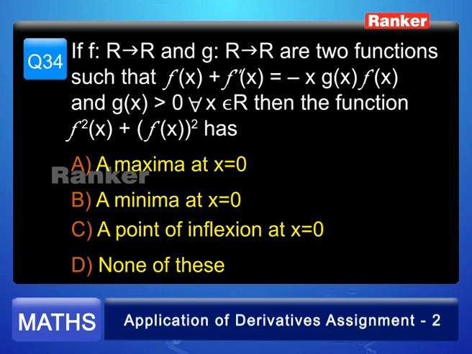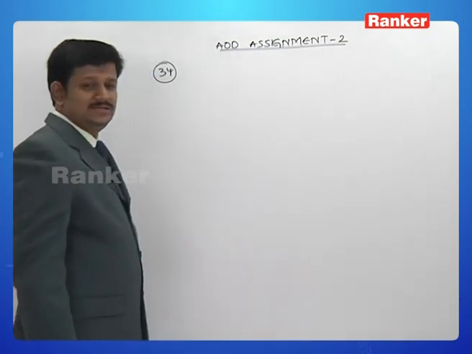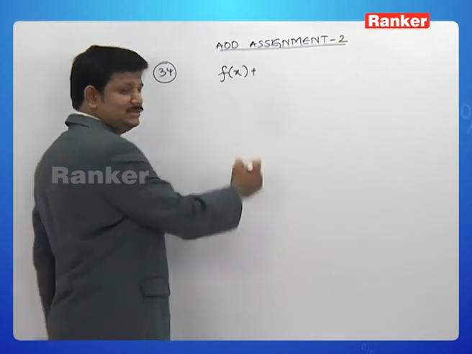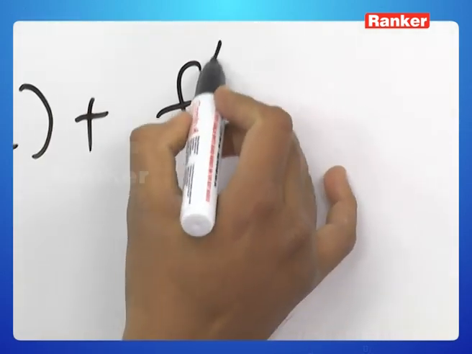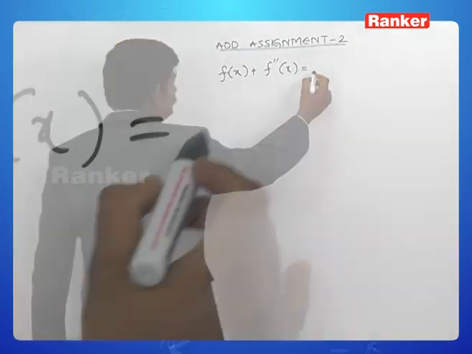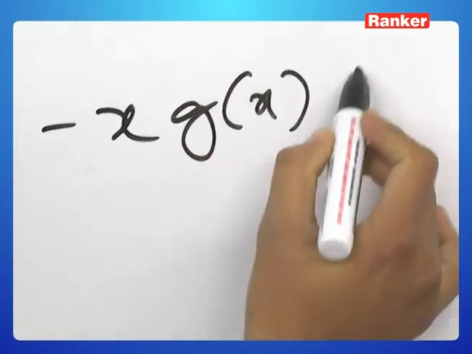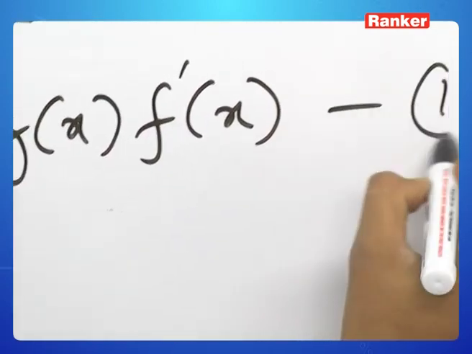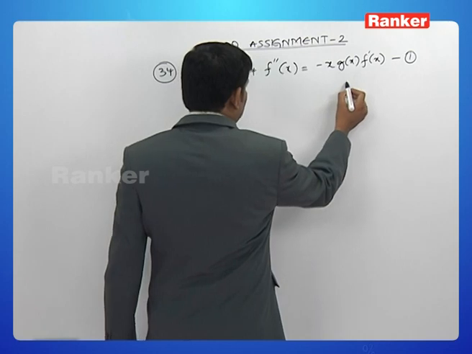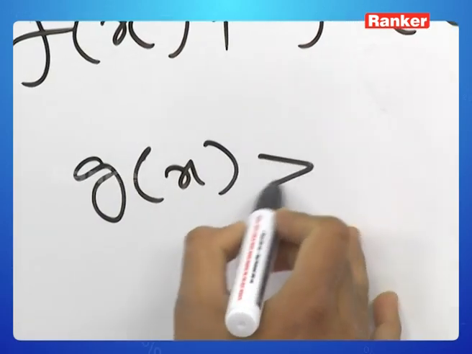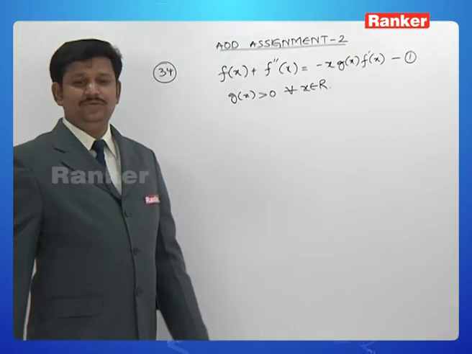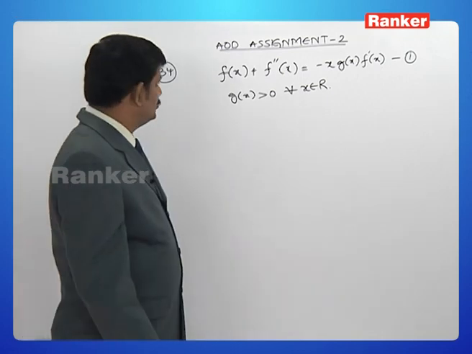It is given that f maps R to R and g maps R to R are two functions such that f of x plus f double dash of x is equal to minus x into g of x into f dash of x, and it is also given that g of x is greater than 0 for all x belonging to R.